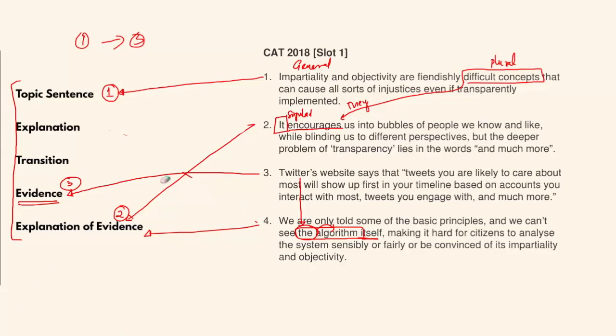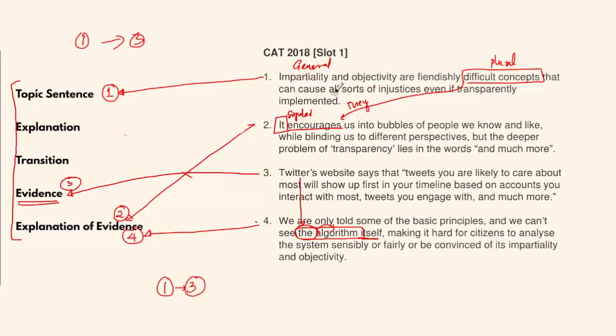Then you saw that 2 and 4 would be the explanations. Then you know for sure that it has to be 1 and then 3, and in some order 2 and 4. And then you have to look at which comes first and which comes last. Then you start thinking, this is a good way of ending: impartiality and objectivity. We can start with that statement, and ending with that is kind of a summary. That's a good way. So 4 is a good end.